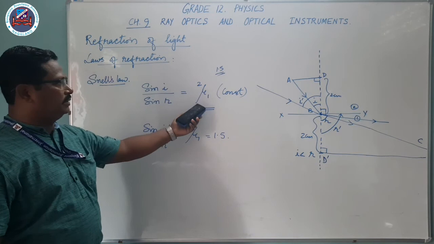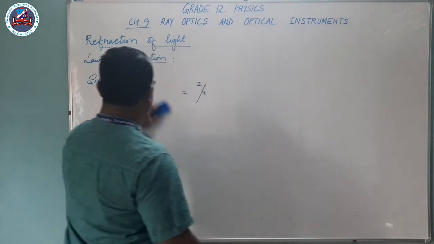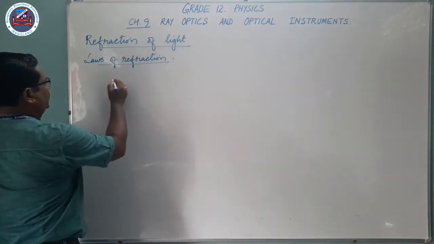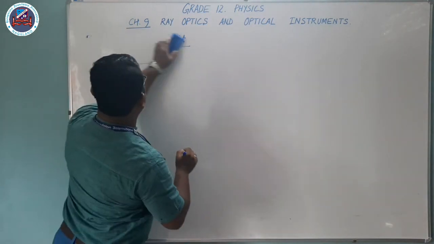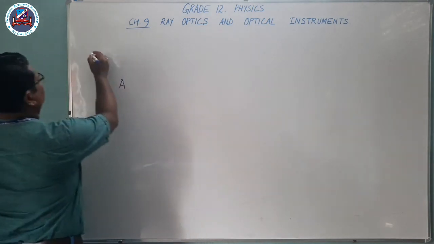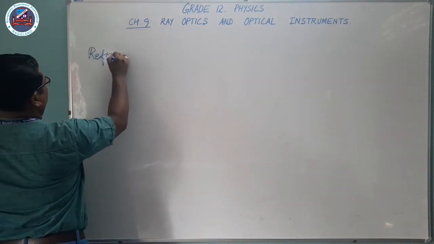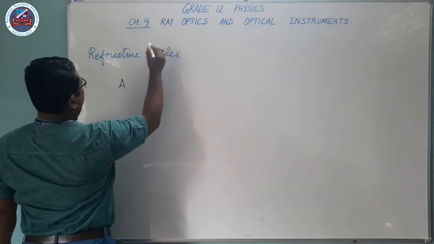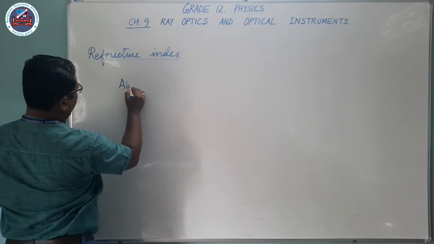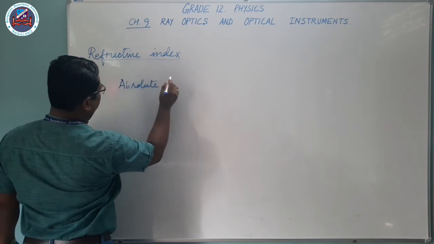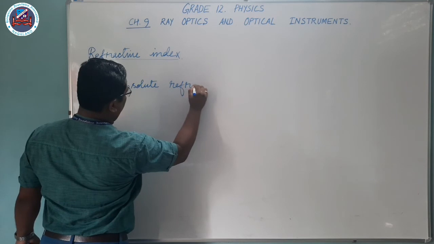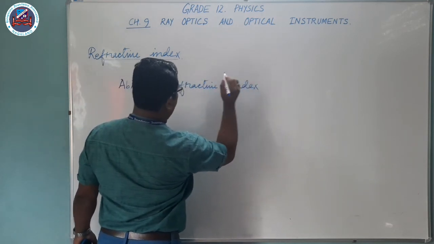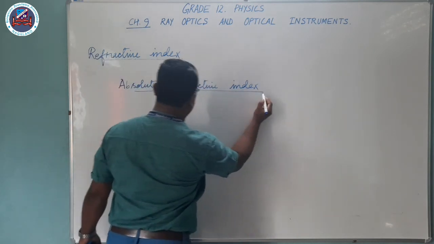Now let us discuss about the refractive index. This refractive index, what does it mean? Let us see now. Refractive index are also of two types. When we talk about absolute refractive index, it is the refractive index of only one medium.